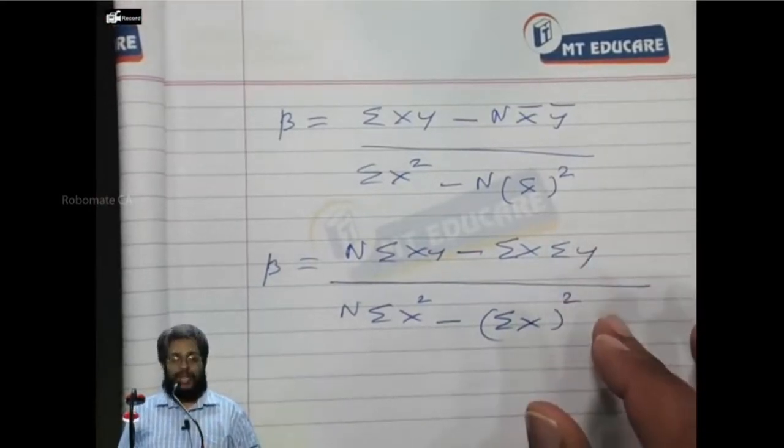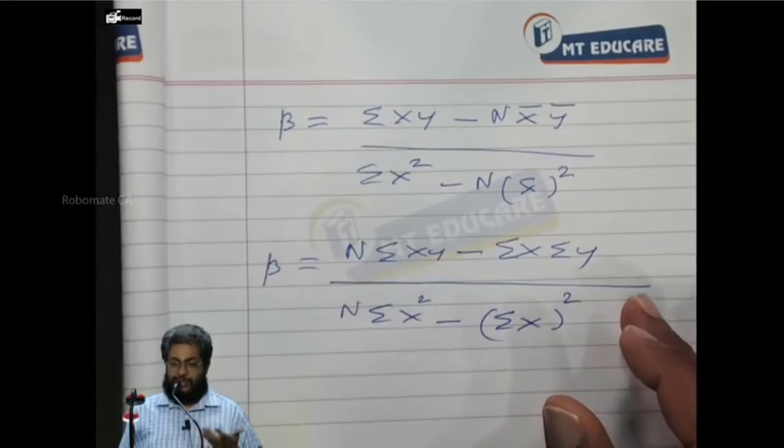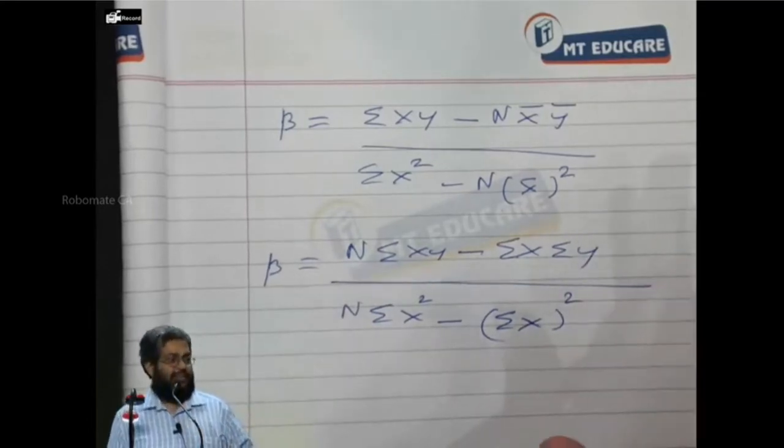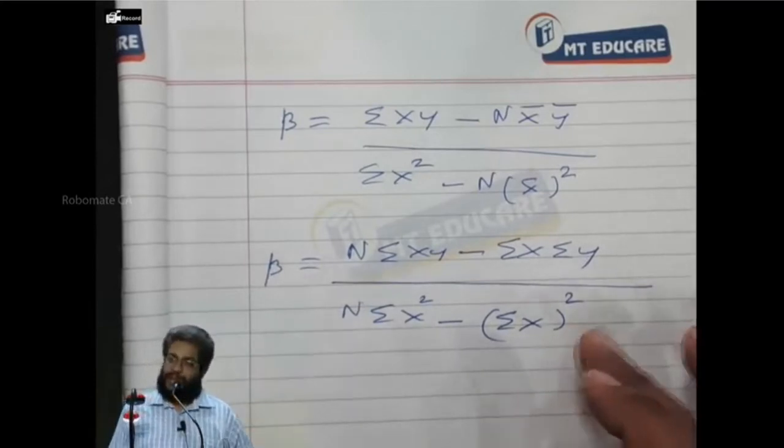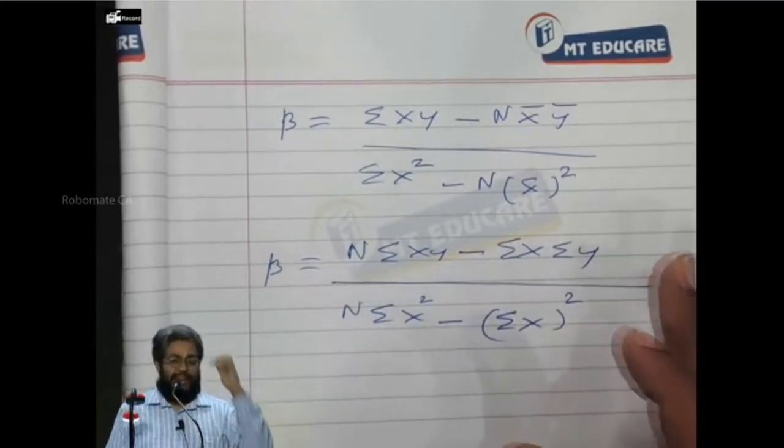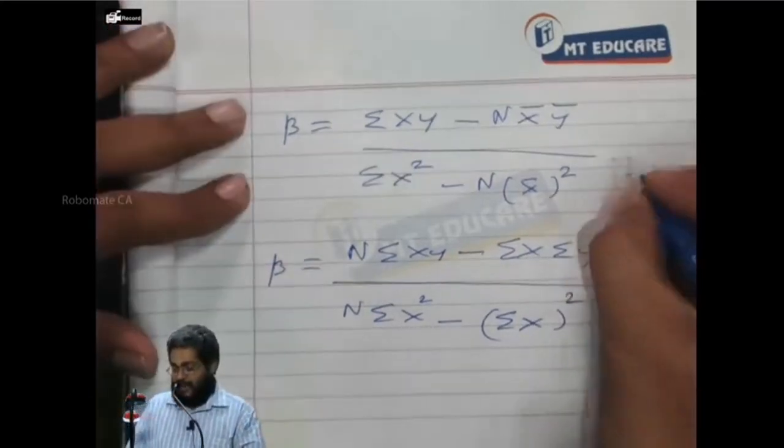These 2 formulas came from the third one, called the least squares method or regression equation method. Everybody following or not? These 2 formulas, no other option, by heart. We can derive it later. These are the 2 formulas for calculating beta.